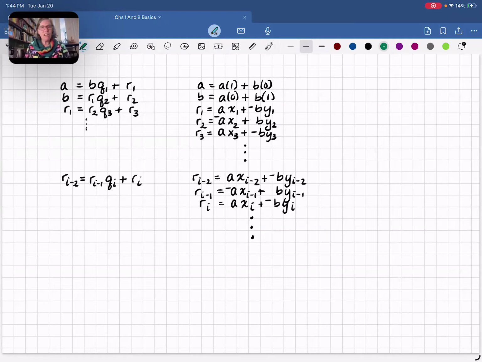So for ri minus 2, I will substitute in this expression in terms of a and b. I will write axi minus 2 minus byi minus 2. That's my ri minus 2. Then I'm going to have my qi times ri minus 1. For ri minus 1, I'll substitute in this equation: negative axi minus 1 plus byi minus 1. Okay. And then plus ri, I will get axi plus negative byi.